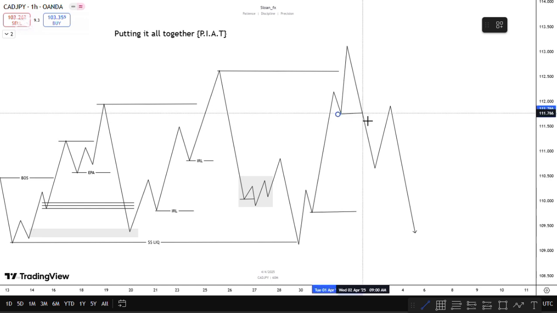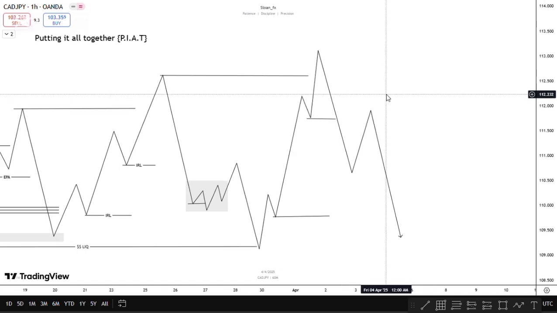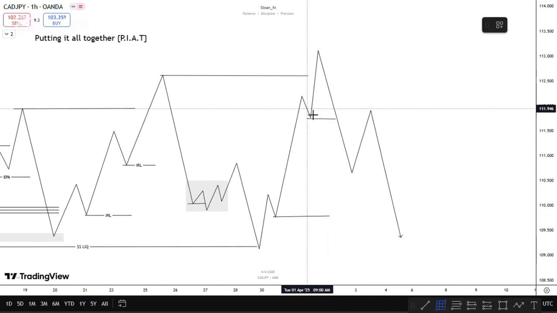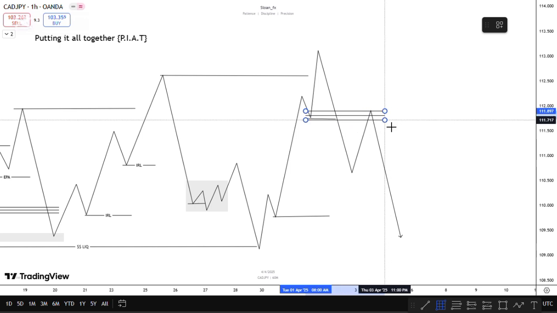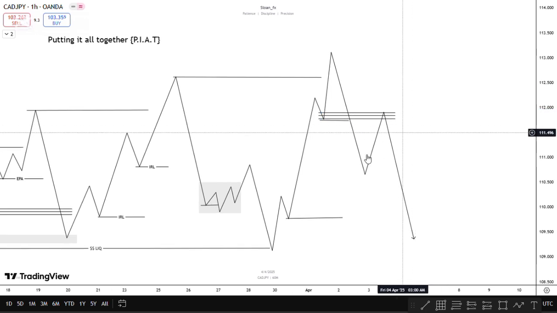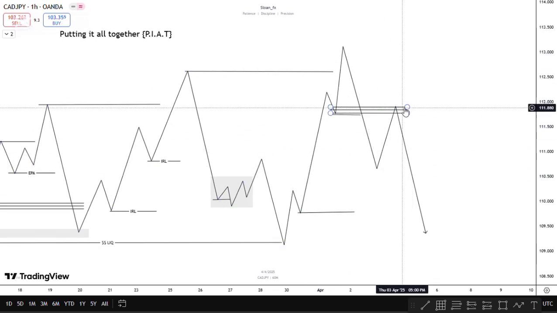Beautifully well, our change of character. But if you notice the way it changed, it is a breaker block. We're also trying to include the breaker block in this video. This is the breaker block right here. You remember what a breaker block is? An impulsive invalidation, and then it retests that zone and moves.